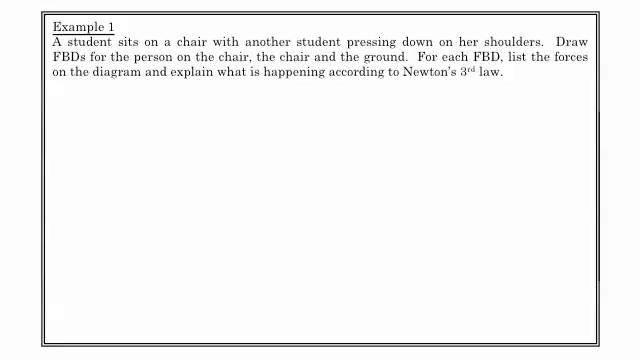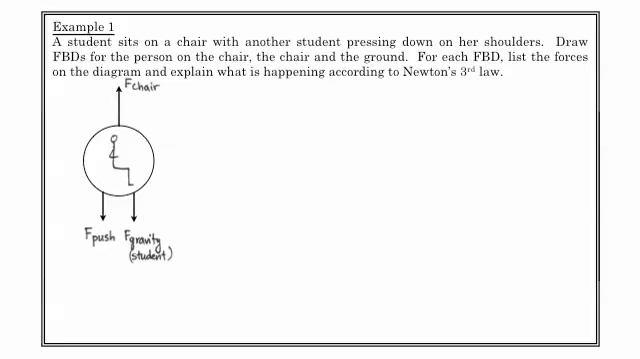Okay, so here we go. Here's a free body diagram. This is for the person that's sitting on the chair. So what forces are acting? Well, there's someone pushing down on her shoulders. So that's F push. There's also gravity that's pulling this individual student down. And what's keeping her from falling? Well, the force of the chair is pushing her up.